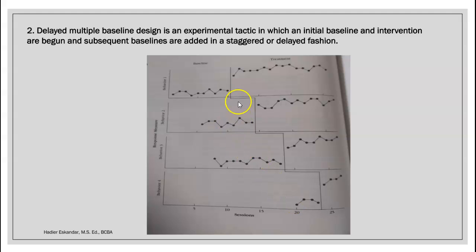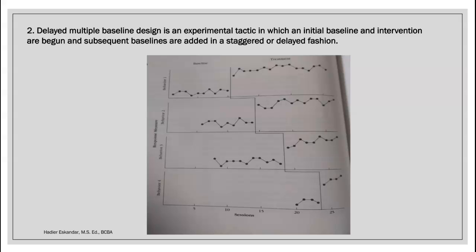baseline, here for behavior number 4. Why is this? There are usually 3 situations when you use this delayed multiple baseline design. One of them is that you could have limited resources, so you're unable to collect baseline on all 4 behaviors at the same time. So you have to start with 1 or 2, and then when you have the resources, you start the third one. That's why the baseline for the third behavior may be delayed compared to the first and second, for example.